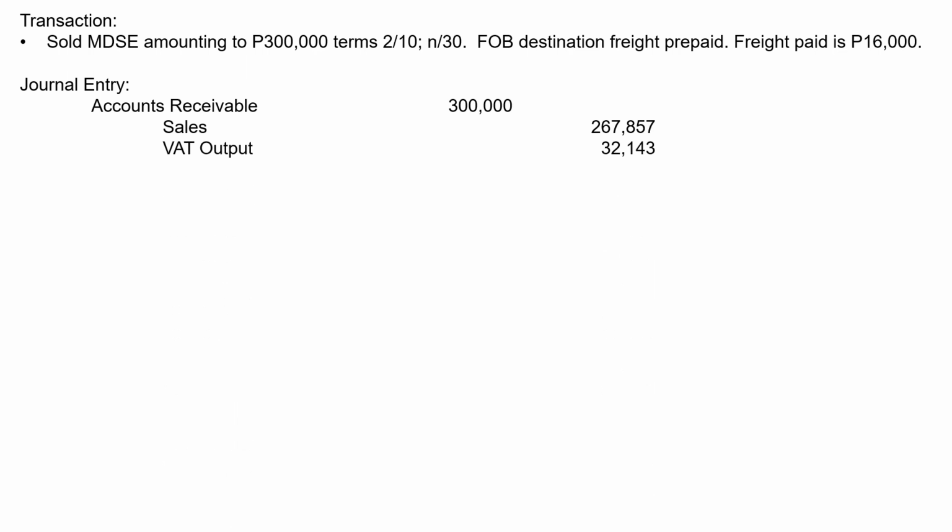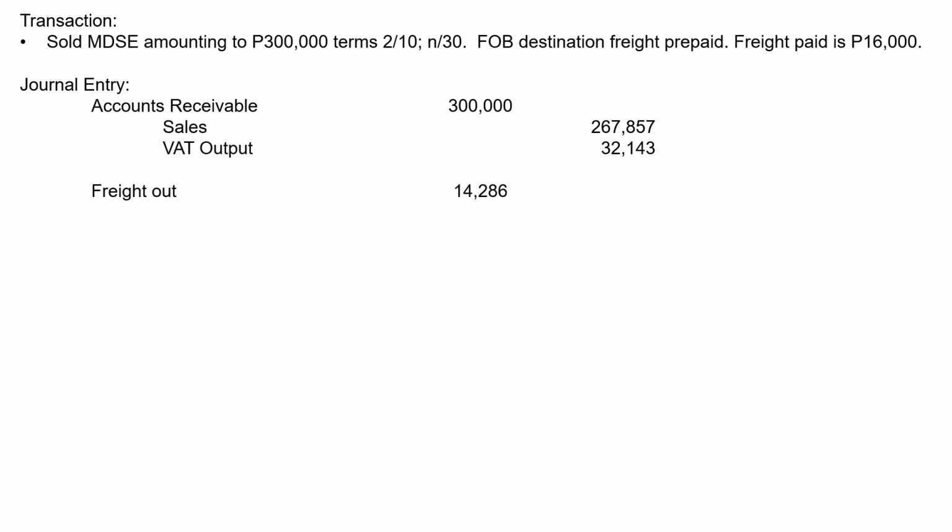To get that, we have 300,000 divided by 1.12. So the sales is 267,857. Then minus 300,000, so you get the value of the VAT, which is 32,143. And by the way, 12% is the VAT rate. That's why the 300,000 is 112%, because that is inclusive of the VAT. So to split that amount into the sales value and the VAT output, we have to divide it by 1.12 to get the sales.